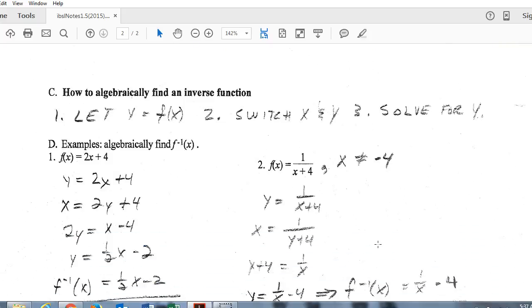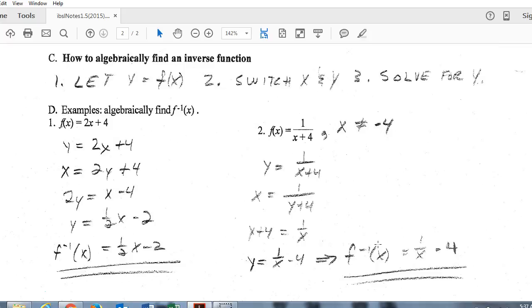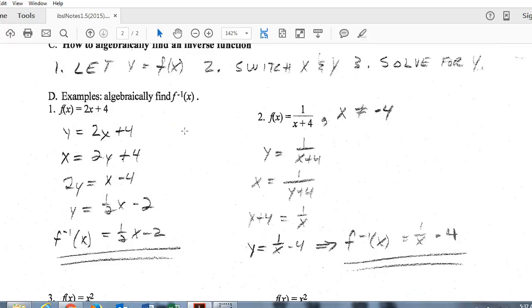So algebraically, how do you find an inverse? Pretty simple. You just switch x and y and then solve for y. So right here on part D, you can see the example. You basically have y equals 2x plus 4. If I just switch x and y and then get y by itself, you've got your inverse.